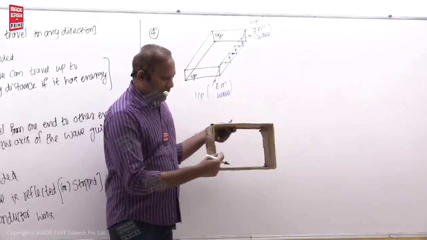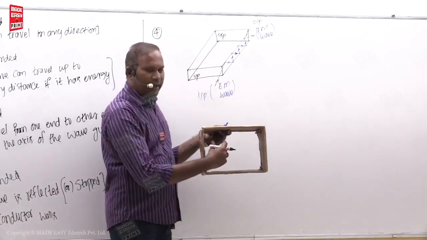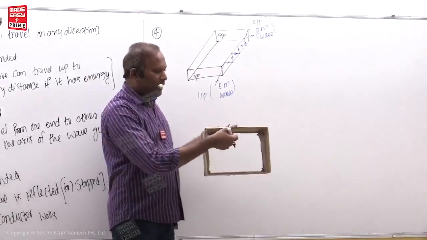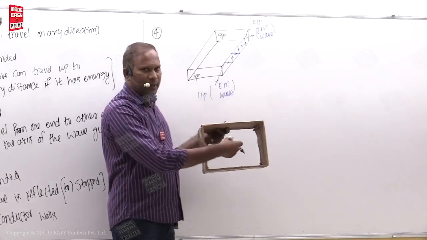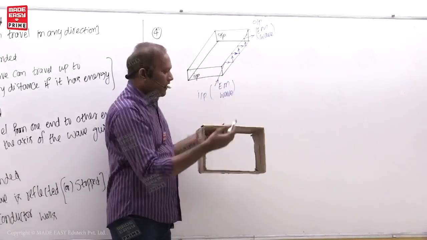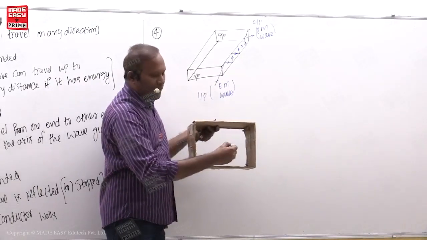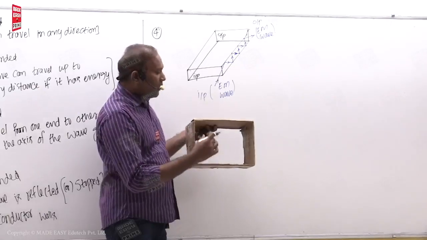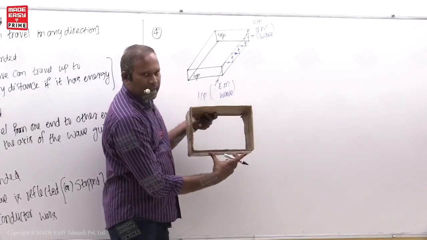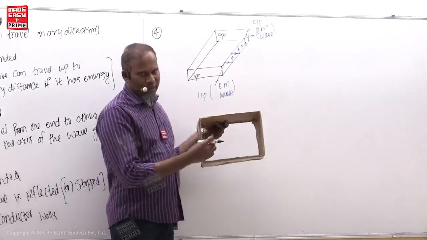So now students, this is input end, this is output end. If air is filled here, this is air filled rectangular waveguide. The material of this is perfect conductor, all are perfect conductors. Now EM wave enters here, it goes here. The center line is called the axis of the waveguide. But actually the width of this is in centimeters, the height of this also centimeters, that is very small actually.